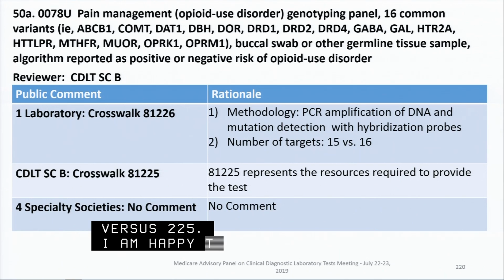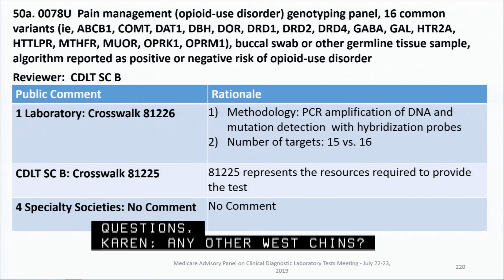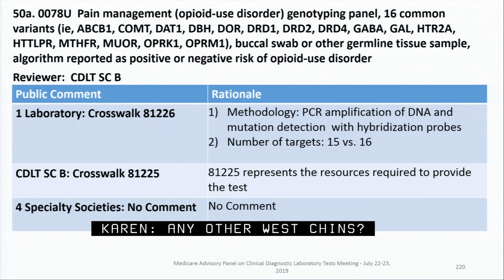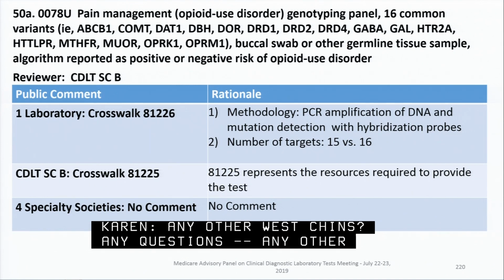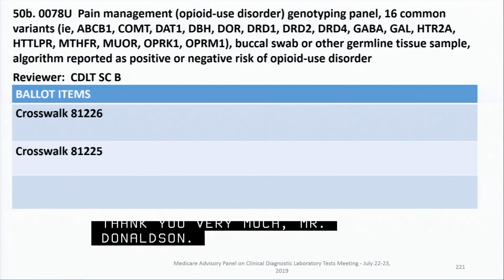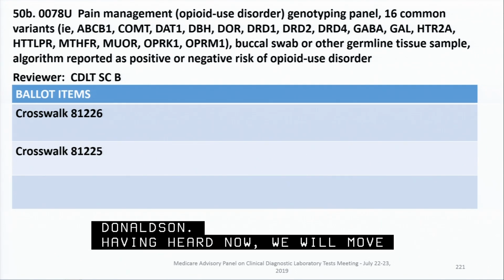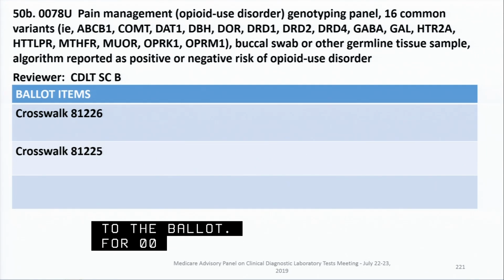Any other questions? Any other questions from those on the phone? Dr. Schoonmaker? Okay. So I thank you very much, Mr. Donaldson. Thank you. You can leave that on. Thank you. So having heard none, we're going to move to the ballot. So for 0078U, the crosswalks that have been suggested are 81226 and 81225. So please submit your votes.